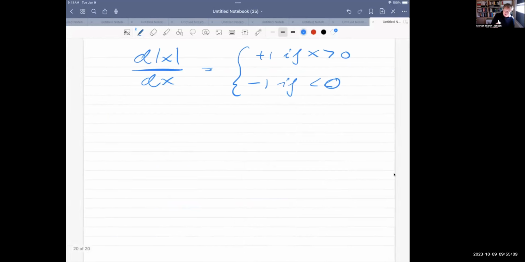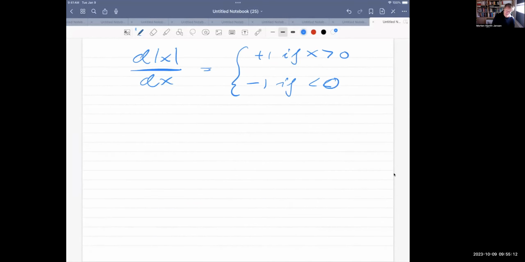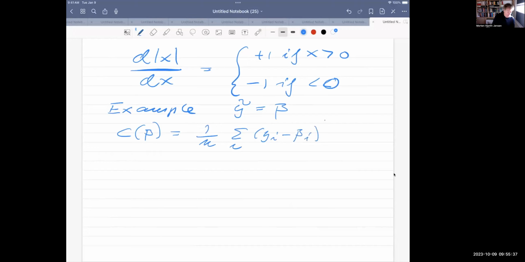So let's see what happens when we now go back to that simple expression which we had before, this simple example, where we found that y tilde is given by the parameters beta. What we have then for Lasso is actually the following function. We have 1 divided by n, and then we have the sum over i's of y_i minus beta_i squared. But now we have a plus lambda, and then we have the sum over i, the same sums, of the absolute values of the beta_i's.